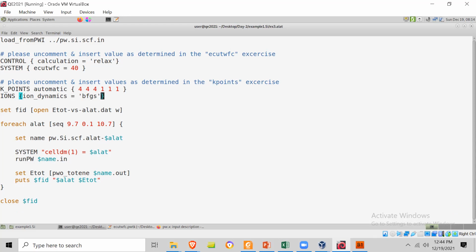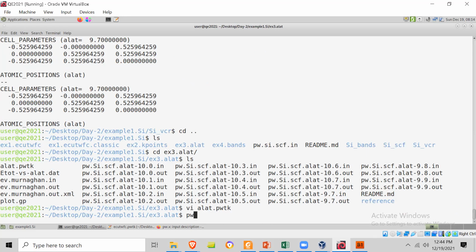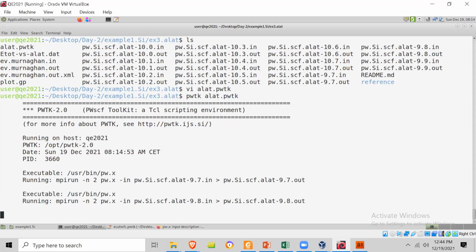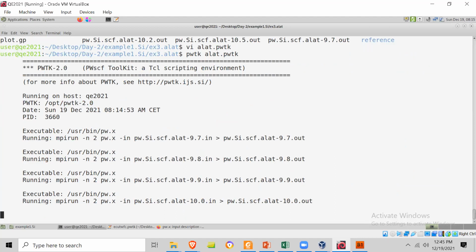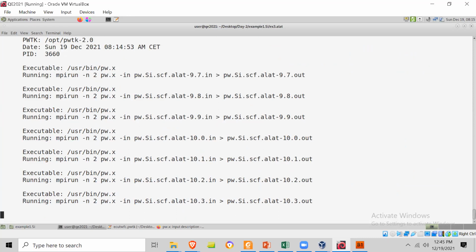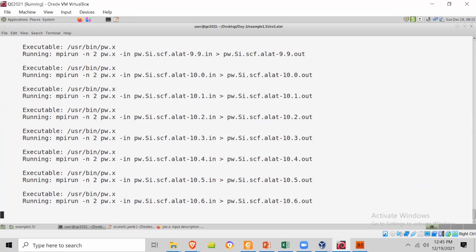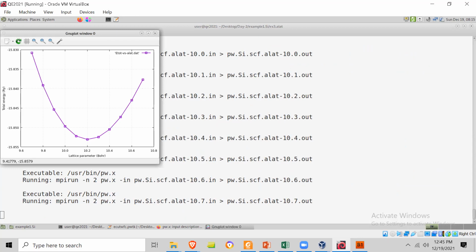If this works, I think it will work. If this works, we can see that. Okay, it runs, I think. So once you get that, we can comment it out. I forgot to save the earlier energy file so that you can compare the energies and see if there's a difference.